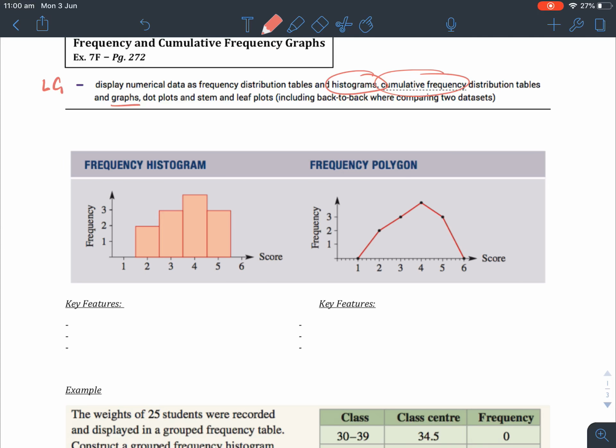You've got a frequency histogram and a frequency polygon. The frequency histogram is like a column graph with the scores on the x-axis, the horizontal axis, and the frequency on the y-axis, the vertical axis. The frequency polygon is like a line graph. Please pause the video and take time to list 3 key features of each. We'll be discussing these in the lesson together.